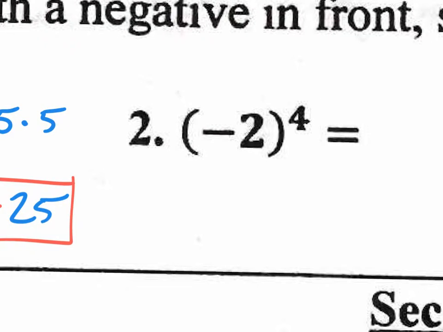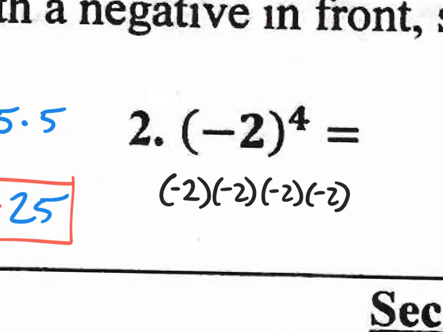Now, right here, we really do have parentheses around that negative sign. So let me expand number 2. I'm going to write the base. What is the base? It's negative 2, and I'm going to write that base 4 times. Let me write it with parentheses and all: negative 2 times negative 2 times negative 2 times negative 2.